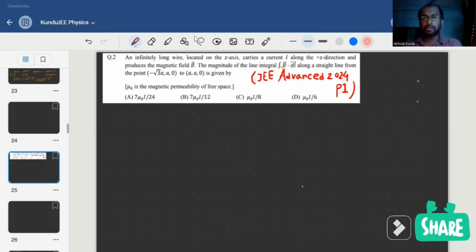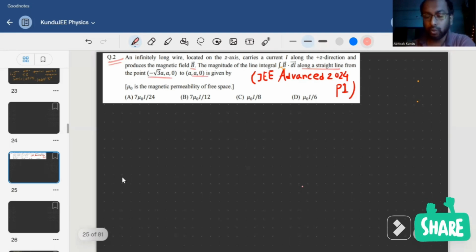Today's problem is from the JEE Advanced 2024 paper 1, and this particular problem is from the chapter of magnetism. Let's look at this problem. An infinitely long wire located on the z-axis carries current I along the plus z direction and produces the magnetic field B. You have to find the magnitude of the line integration of B dot dl along the straight line from this point to this point.